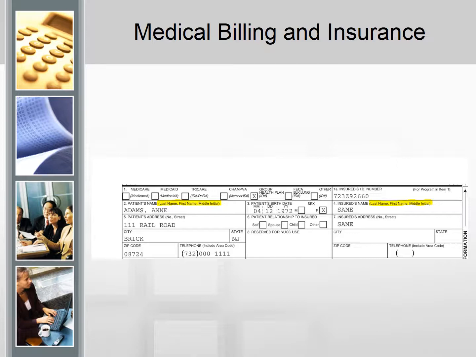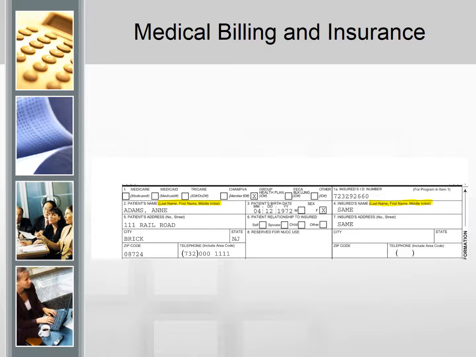Notice the information that I have highlighted in blocks 2 and 4. This is giving us the correct order for how names need to be entered on a claim form. So we have to enter the last name, then a comma, then the first name, comma, and then the patient's middle initial if they had one. So in block 2, we have Adams, comma, Ann, and notice that all caps are being used as we complete our claim forms.